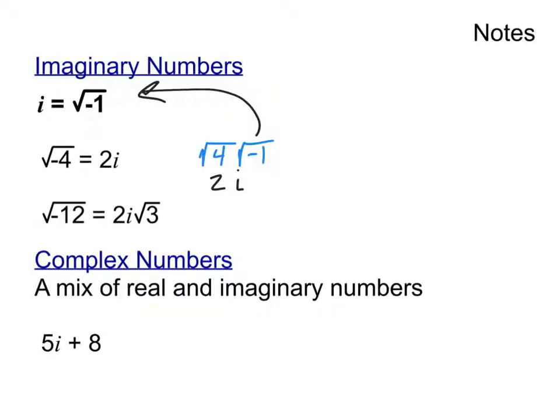Little side note here, this isn't a huge point of emphasis for me right now, but I do want you aware that complex numbers are then considered to be any kind of a mix of real and imaginary. Typically they look something like this, where you have something with an i in it, plus or minus something that does not have an i in it. In other words, an imaginary plus or minus a real.